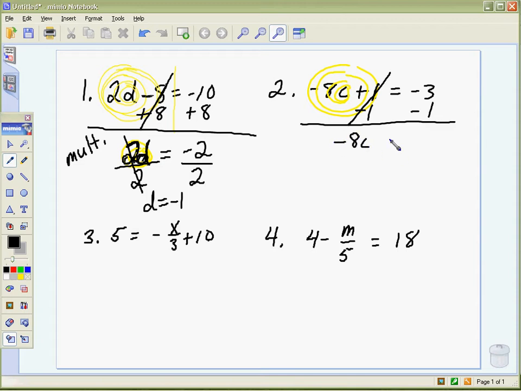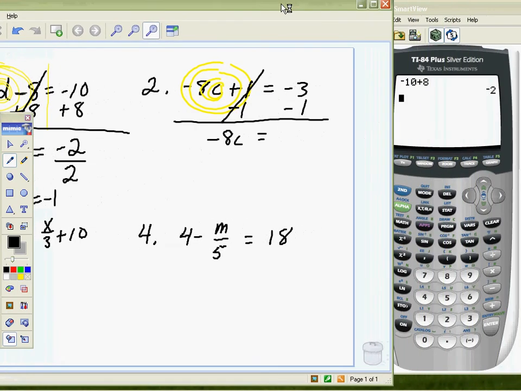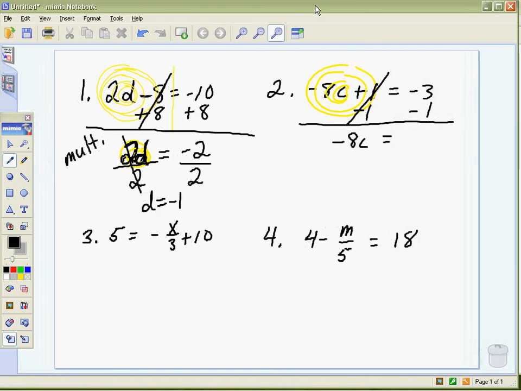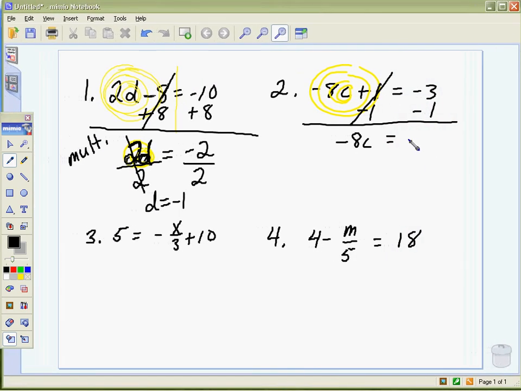Negative 8c is equal to negative 3 minus 1. Let's go ahead and do that subtraction. Negative 3 minus 1, negative 4. So negative 8c is equal to negative 4. Now I have negative 8 right next to c, which means multiplication. So I'm going to do the opposite of multiplication, which is divide by negative 8. This cancels.